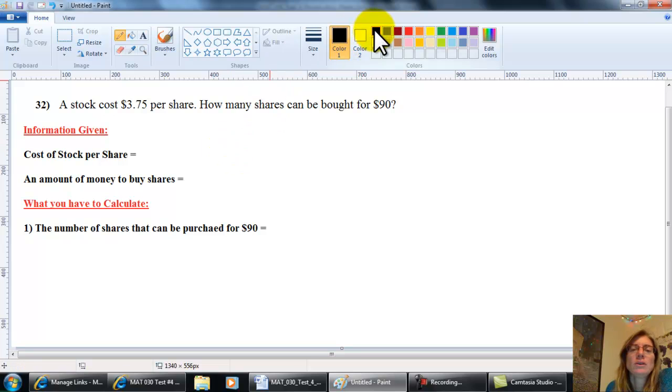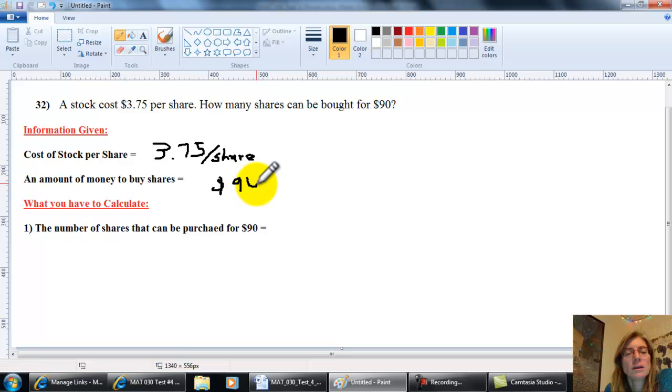Okay, so what they're giving you is the cost of stock per share, which is $3.75. So they give you that. And anytime you say per, the word per, that means divide. I know it sounds like something that a cat would say. Anyway, per share. Alright, the amount of money to buy shares, and we're given a total of $90. So we need to know how many shares can be possibly purchased with $90.